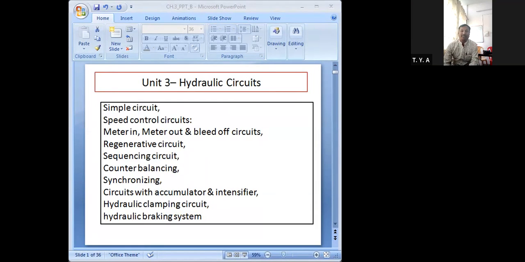Another component is the hydraulic control element. In that hydraulic control unit, they include various types of direction control valve, pressure control valve, flow control valve, electrical control valve, etc. Okay, so these are some basic components which are required in the hydraulic circuit design.